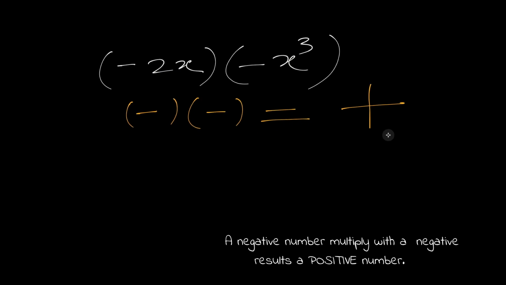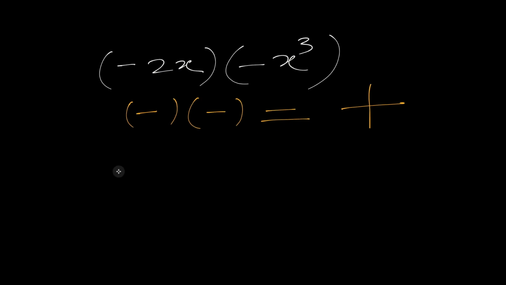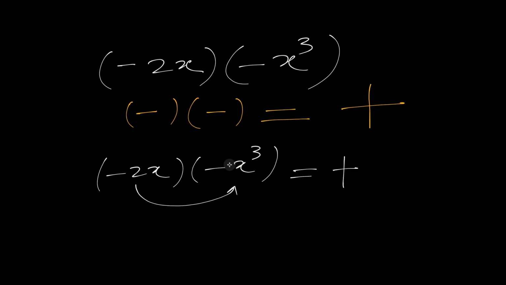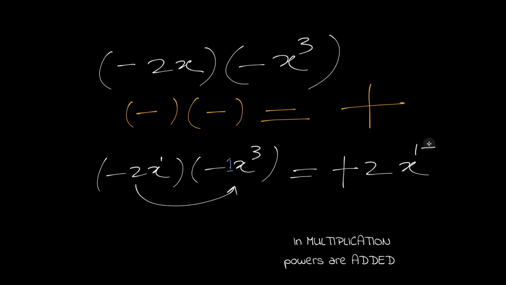So what is the result of this one? Minus 2x multiply with minus x cube. Okay, and I'm going to get a plus result, and 2 multiply with, actually here it is a 1. Okay, 1, it is going to be a 2. 2 into 1 is 2, and x to the power 1 here. So what I'm going to write is x to the power 1 plus this is 3. So what I am going to get the result as a positive number, 2x to the power of 4.